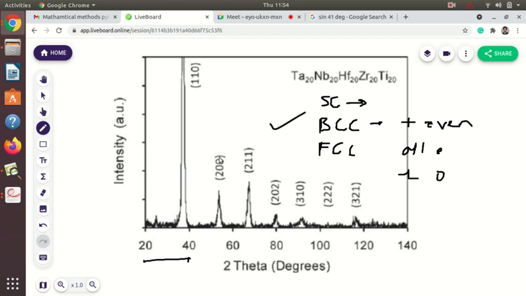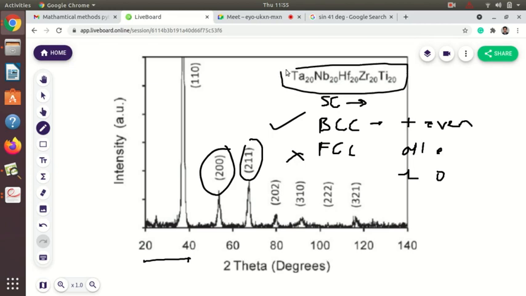So you can see here all are even, but here there is a mixture, 2 1 1. So this is not FCC structure. So whatever compound you have been given has BCC structure. In this way you find out the structure and the lattice parameter. This way you will find out whether the structure is BCC or FCC.